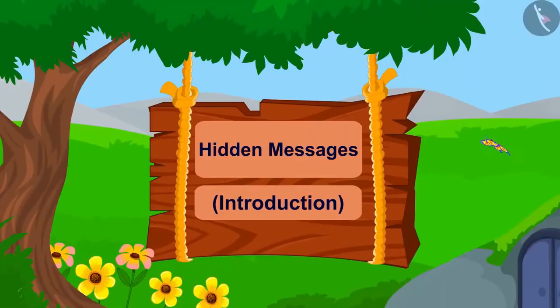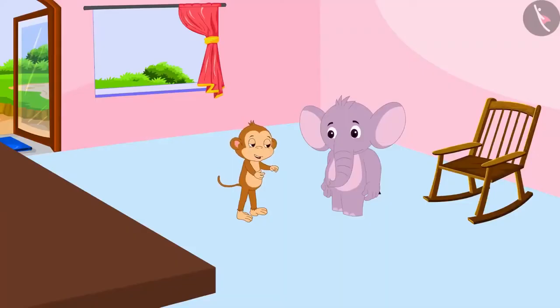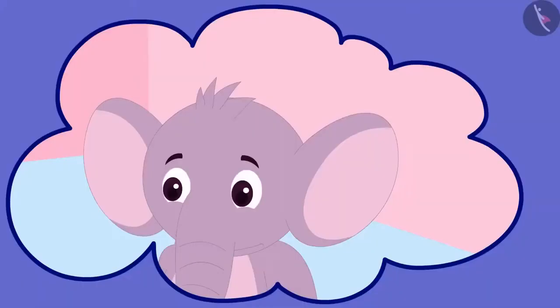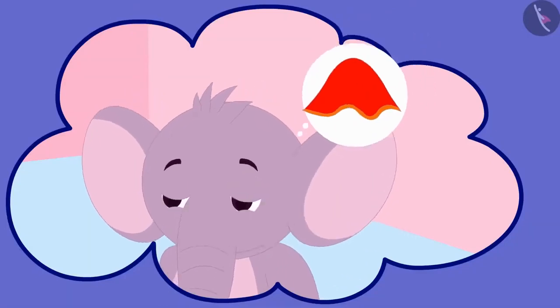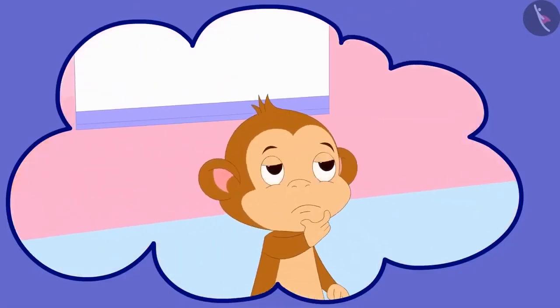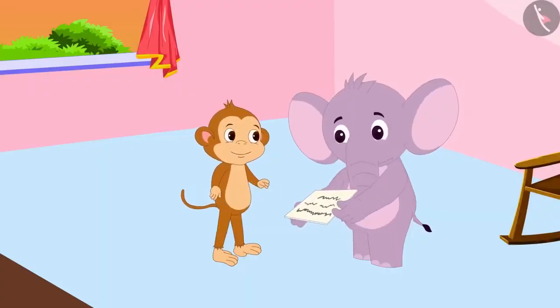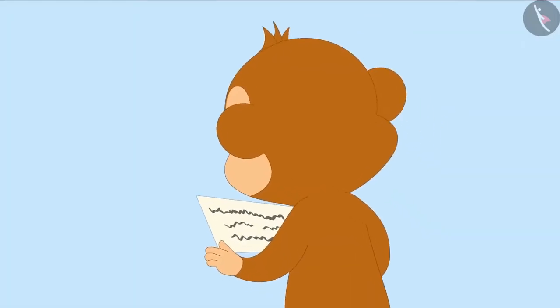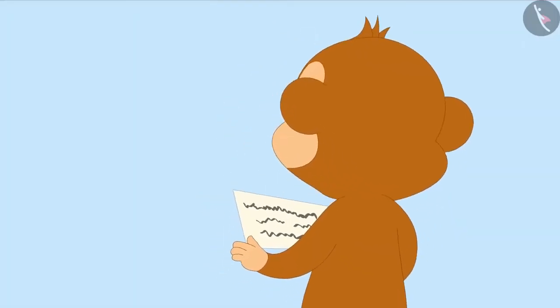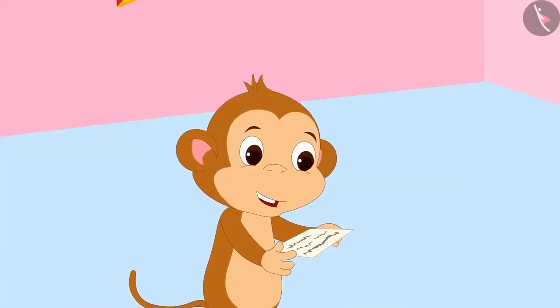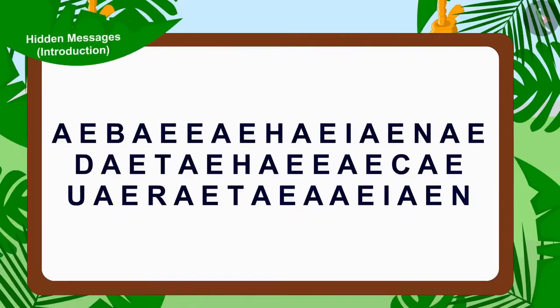In this video, we will learn about hidden messages. Appu and Babban are playing a game. Appu has hidden an object and Babban has to find that object. Appu has written some letters for Babban. Babban will find clues from those letters to find the object. When Babban opened the first letter, he found something like this written in it.